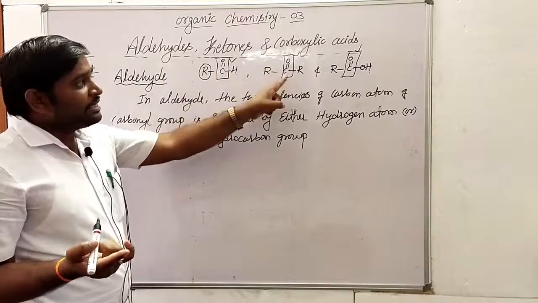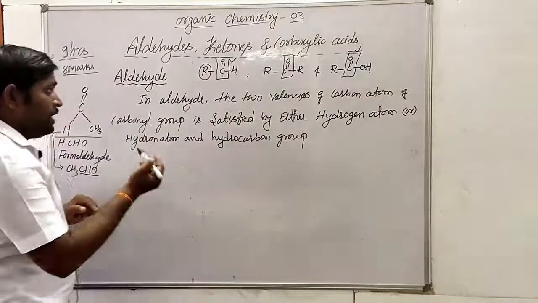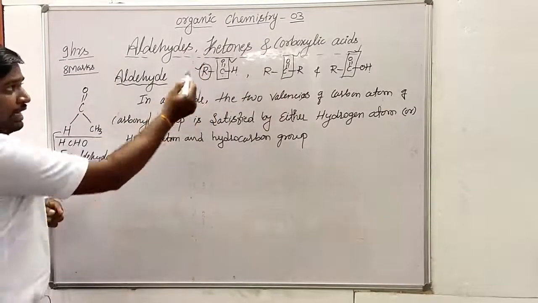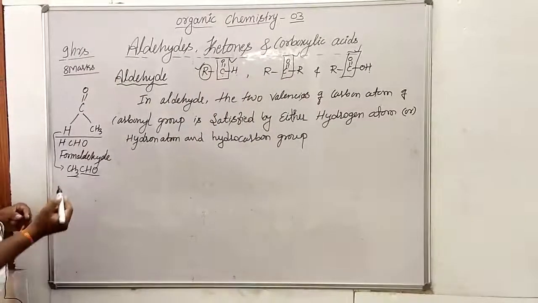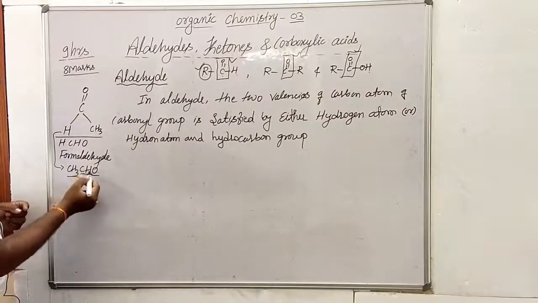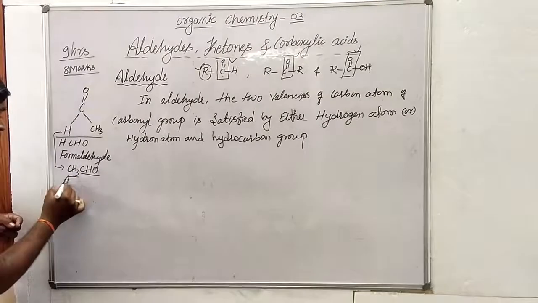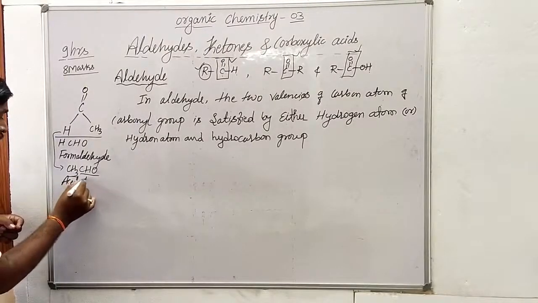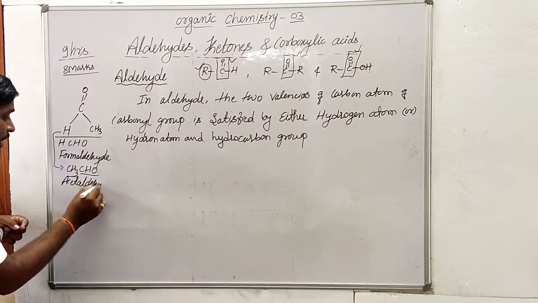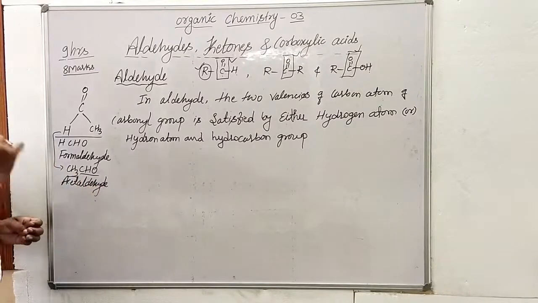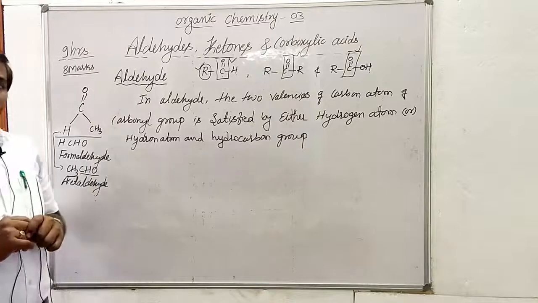Next let us discuss ketones and carboxylic acids. Now this is an alkyl group, that is R. CH3 is an alkyl group, CH3CHO. This is acetaldehyde. Acetaldehyde is the name of this molecule. It is an aldehyde molecule.